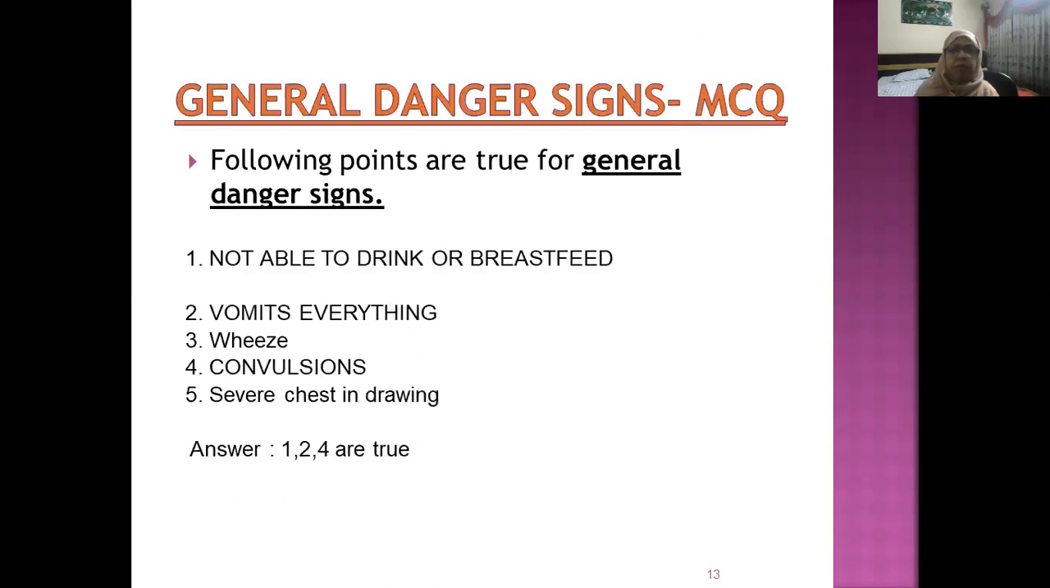So, this may be an MCQ in your written exam. The question will be like that: the following points are true for general danger signs. Not able to drink or breastfeed, vomits everything, wheeze, convulsion, severe chest indrawing. So here the true ones are number 1, number 2, and number 4. So these 3 are your true answer.